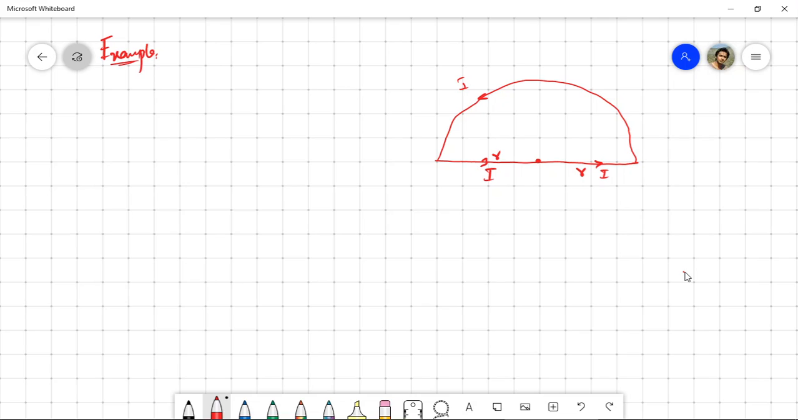And the magnetic field in which this semicircular object is placed is B naught, and this B naught is in the direction of y. So we'll say that this is y, this is x, and this is z, which is coming out of the screen. So he says that we need to calculate the force on the whole loop.